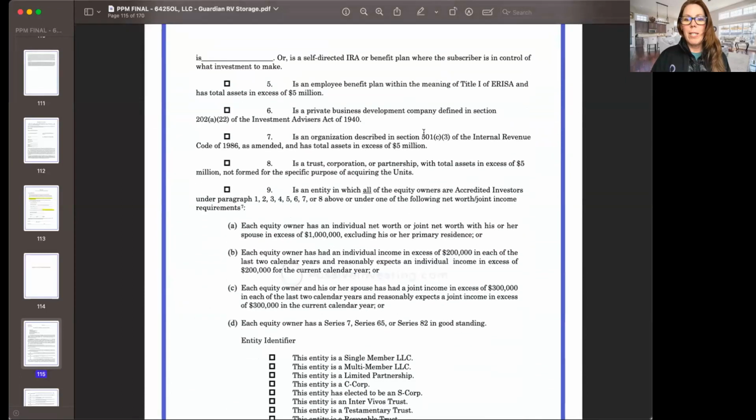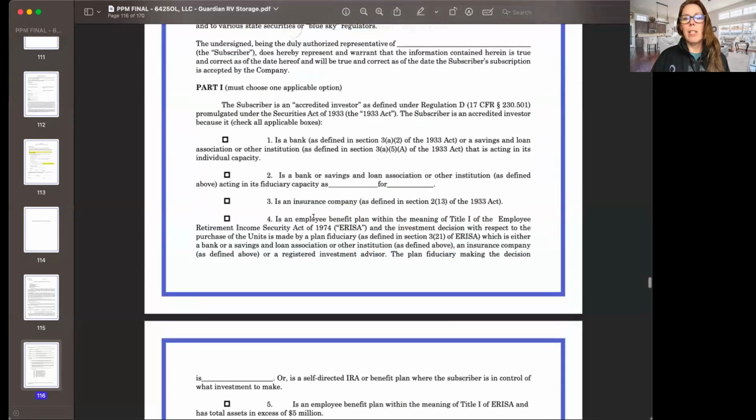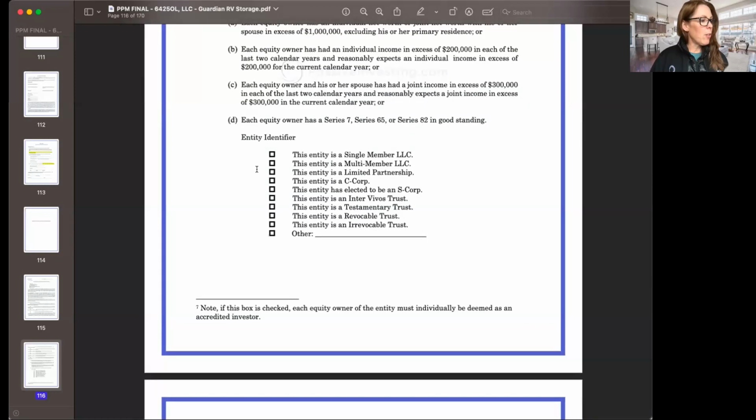Oftentimes when people are filling this out as an entity, their LLC doesn't have $5 million in assets. Their IRA account doesn't have $5 million in assets. So they're going to check this box. For us on this questionnaire it is 9. But what does 9 say? It says that it is an entity in which all of the equity owners are accredited investors, and that all the owners meet one of the requirements below as an accredited investor. So that's what mostly people are doing if you're investing through an entity.